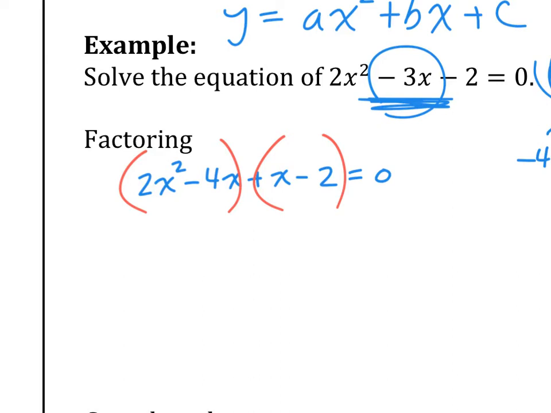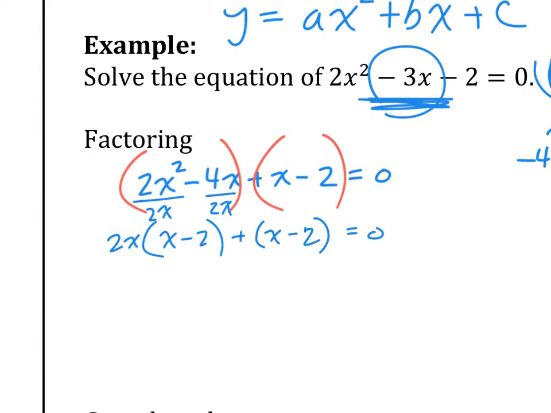If I look at the first group here, the greatest common factor I can take out is 2x. Factoring out 2x means dividing every term by 2x. So then this term has x left over, and this term has 2 left over. Then I look at my second group, x minus 2. There's nothing in common between the two terms, so there's nothing to factor. I'm going to just leave it alone. Then I look at this really big group: 2x times x minus 2, which you can think of as one big term, plus x minus 2.